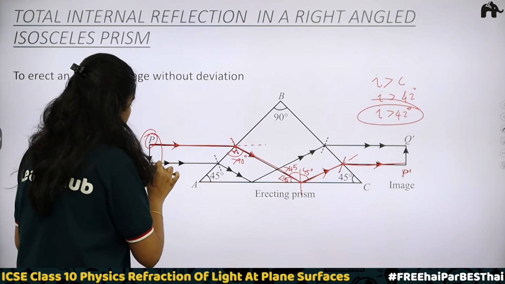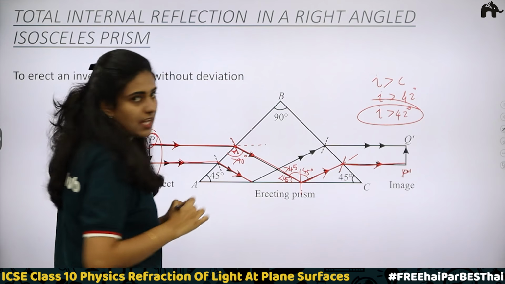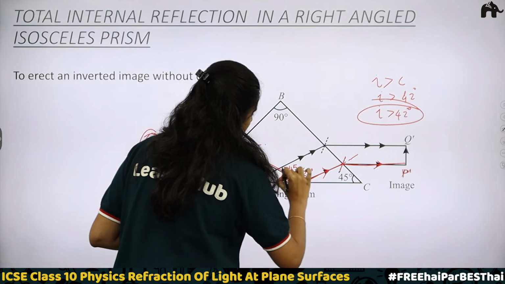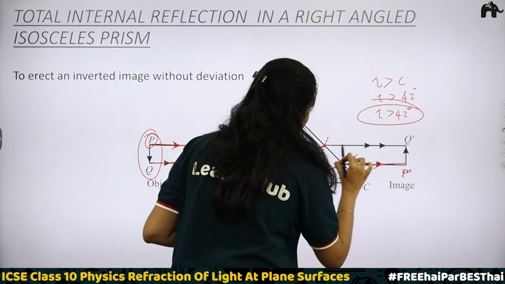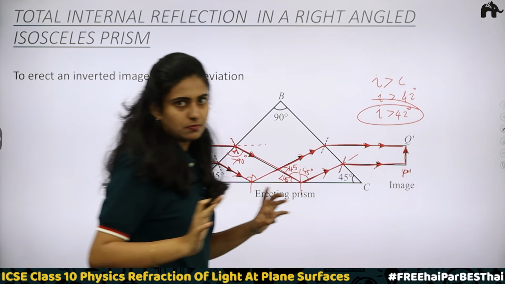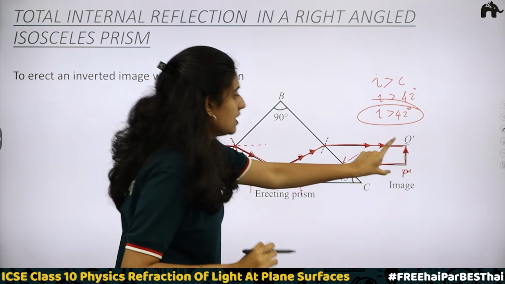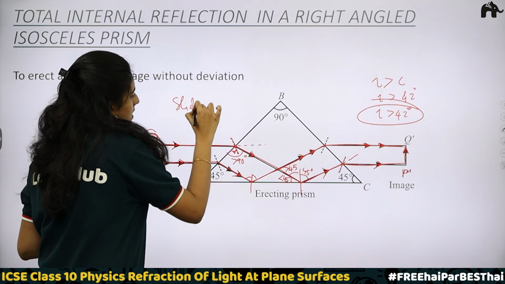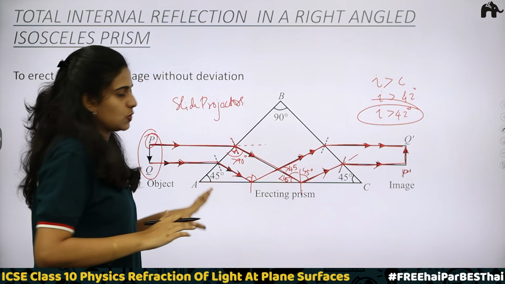Okay, now same in case of Q. This is the incident ray. To the base it gets refracted. After that total internal reflection will take place. This is your reflected ray. Reflected ray reaches the face BC. Again refraction happens. So here we are getting the erect image. Okay. So for PQ we are getting Q dash P dash, which is the erect image. And the application of this is in case of slide projectors. In slide projectors, this is being used.